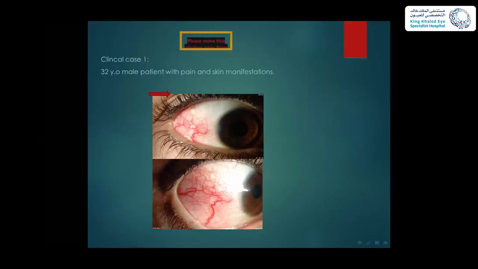Okay, so now we have finished most of the basic and theoretical discussion of scleritis, and if you have time, I think we still have maybe 20 minutes more to discuss some of the clinical scenarios. But I need volunteers from the audience to tell me what is the suggested plan and the treatment for those patients. Any volunteer?